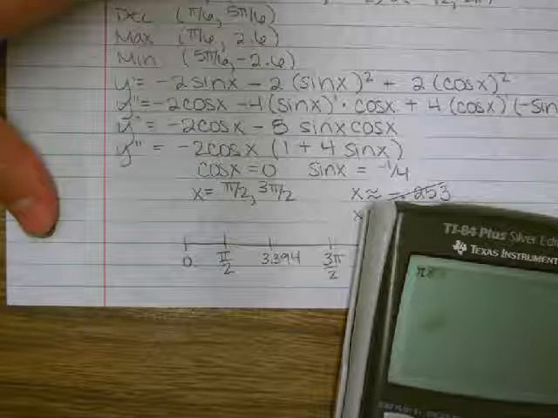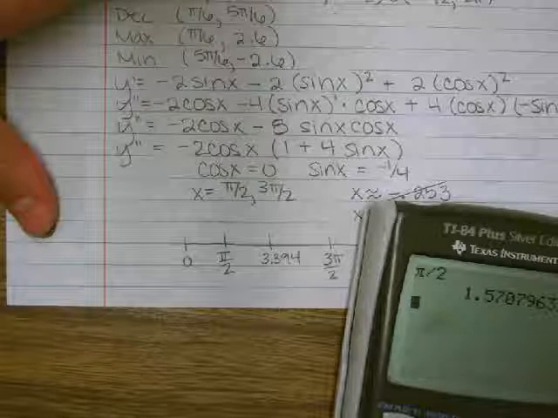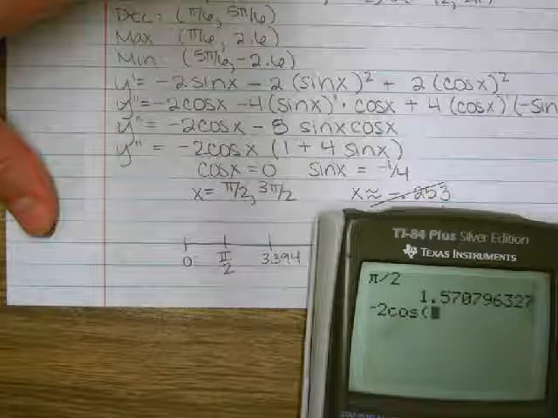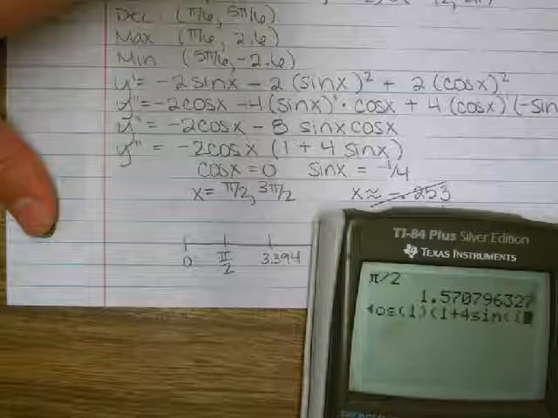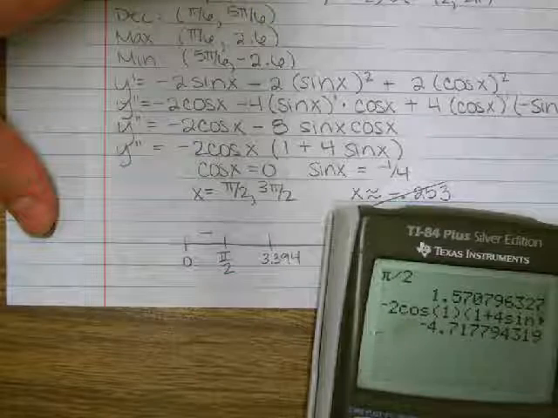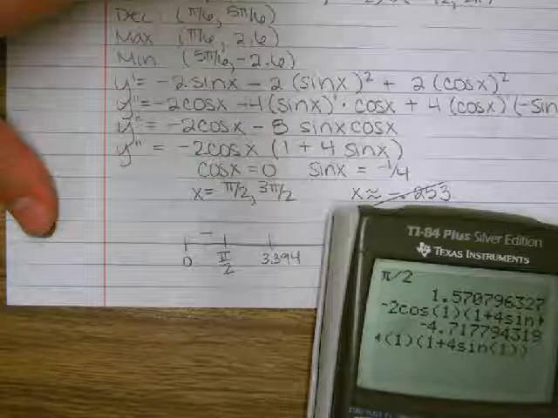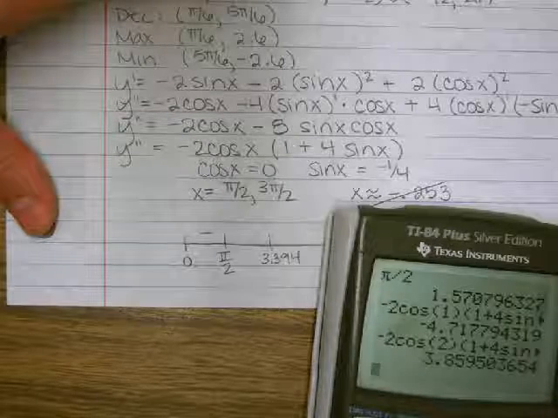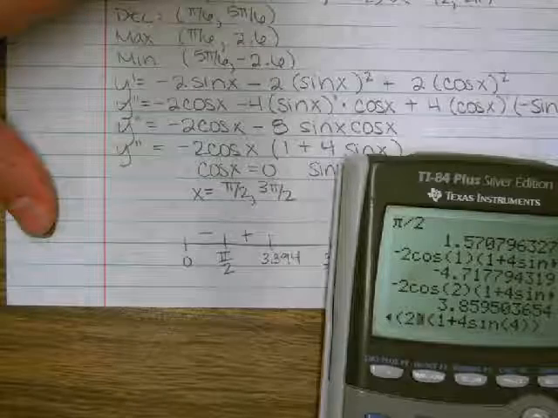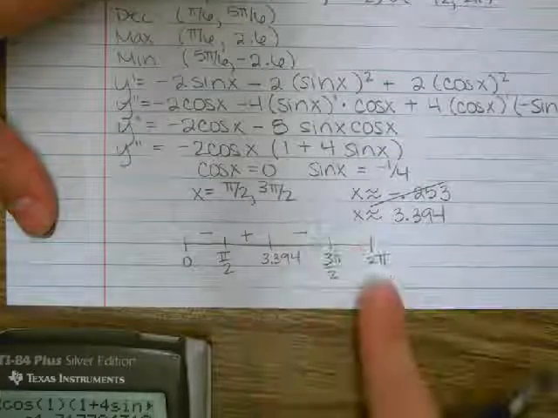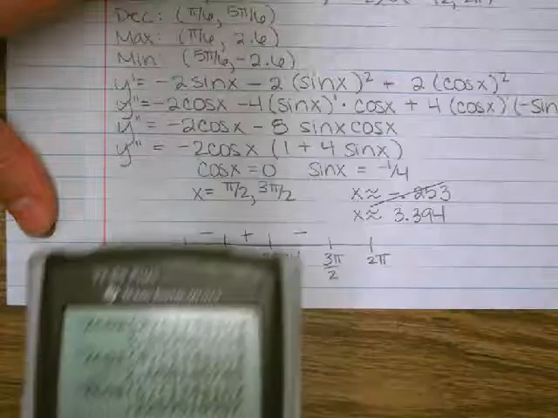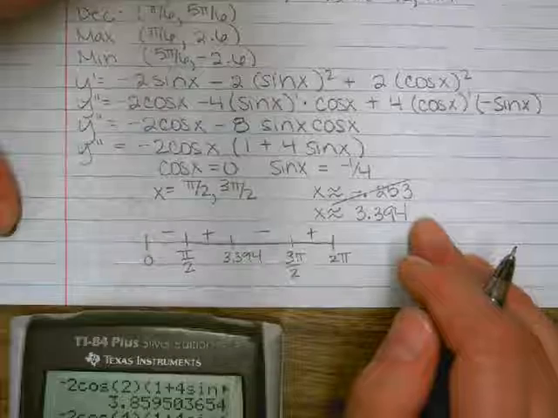So pi halves, let me just double check. Oh, it's 1.57. Well, I was close. Okay, so I'm going to go ahead and plug in 1, and I think the last version of the second derivative is pretty easy to plug stuff into, so we'll type it in there. So if you plug in 1, you get a negative. And this was 1.57, so I'll go ahead and plug in 2. And that's positive. And then I can plug in 4. Get a negative. And then 6 would be just under 2 pi. Positive there.